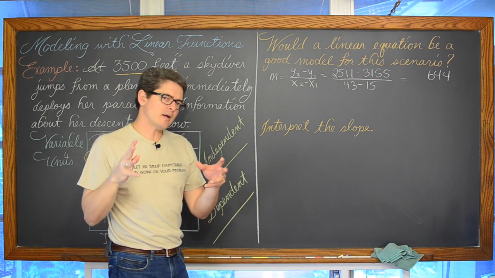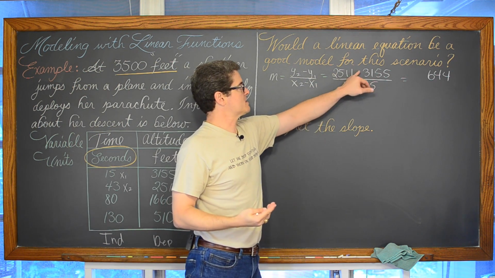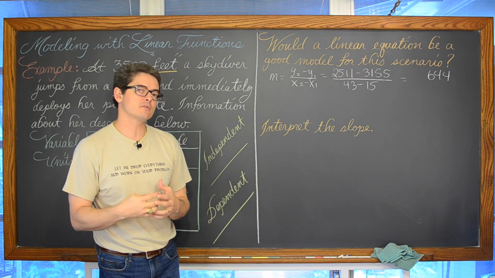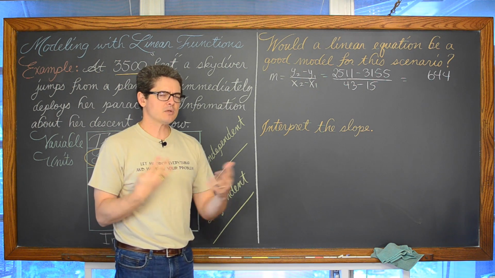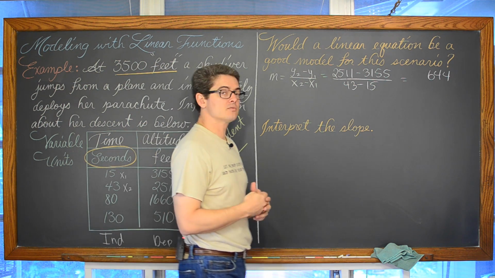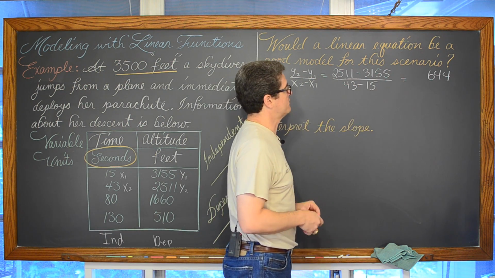Now, I'm combining two numbers, one positive, one negative. Well, when you're adding numbers with different signs or subtracting two numbers, you want to subtract those numbers and keep the sign of the largest absolute value, and that's going to be the 3155.